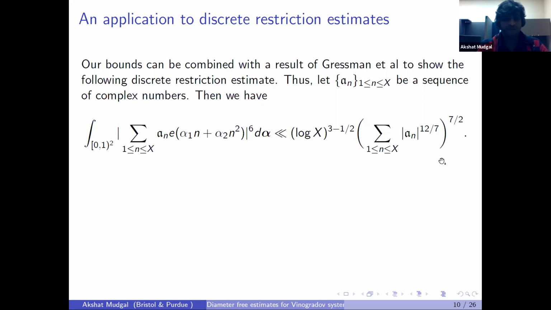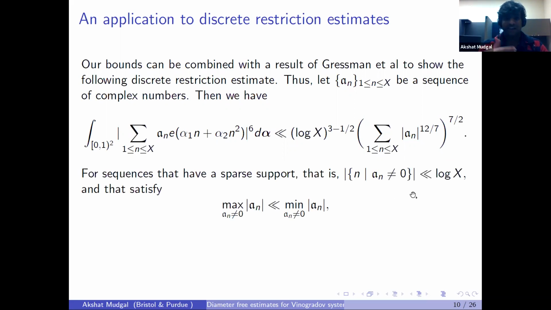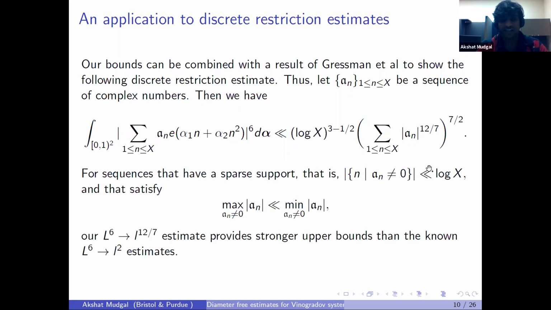And in fact, for a particular class of sequences where the a_n have a very sparse support and the a_n don't oscillate very much, one can see that this estimate gives a better upper bound for this moment over the classical L6 to L2 decoupling discrete restriction estimates. So in particular, the e to the power log X by log log X estimate provides a weaker upper bound for a particular class of sparse sequences, which sort of relates to this whole idea that for sparse sets, the X to the power epsilon factor blows up, and so you require diameter-free estimates.